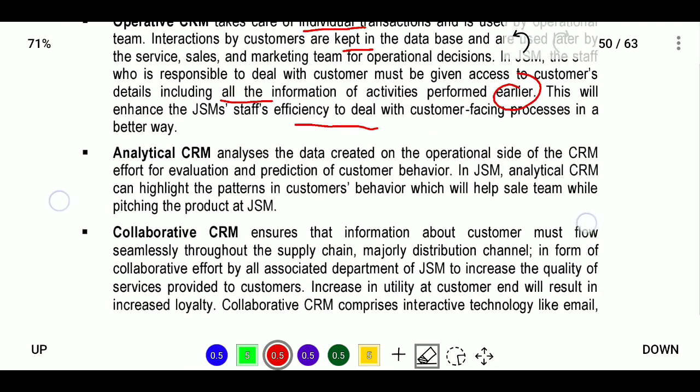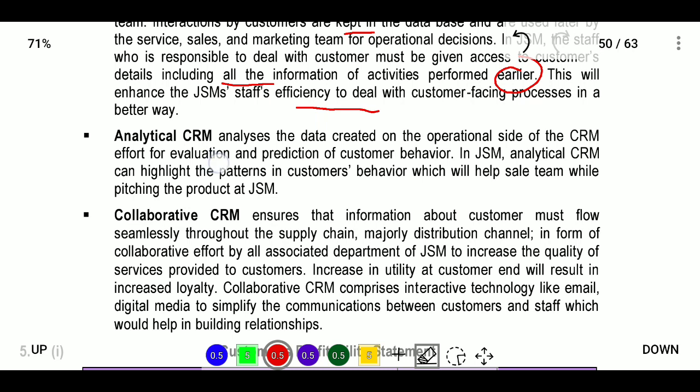Next, we will analyze the data. Analytical CRM analyzes the data created on the operational side of CRM, in an effort to evaluate and predict customer behavior. So what the efforts are and what the behavior of the customer is, we will identify here. In JSM, analytical CRM can highlight the patterns in customer behavior, which will help the sales team while pitching the product. In our case, B was the person taking more deliveries, so we will predict the customer behavior. If he accepts what we are telling him, to take a large quantity in the short term, then we will get the benefit. If the customer has not accepted, then we will increase our sale price. That is analytical CRM. Here customer behavior is the main thing, and it will help the sales team while pitching the product.